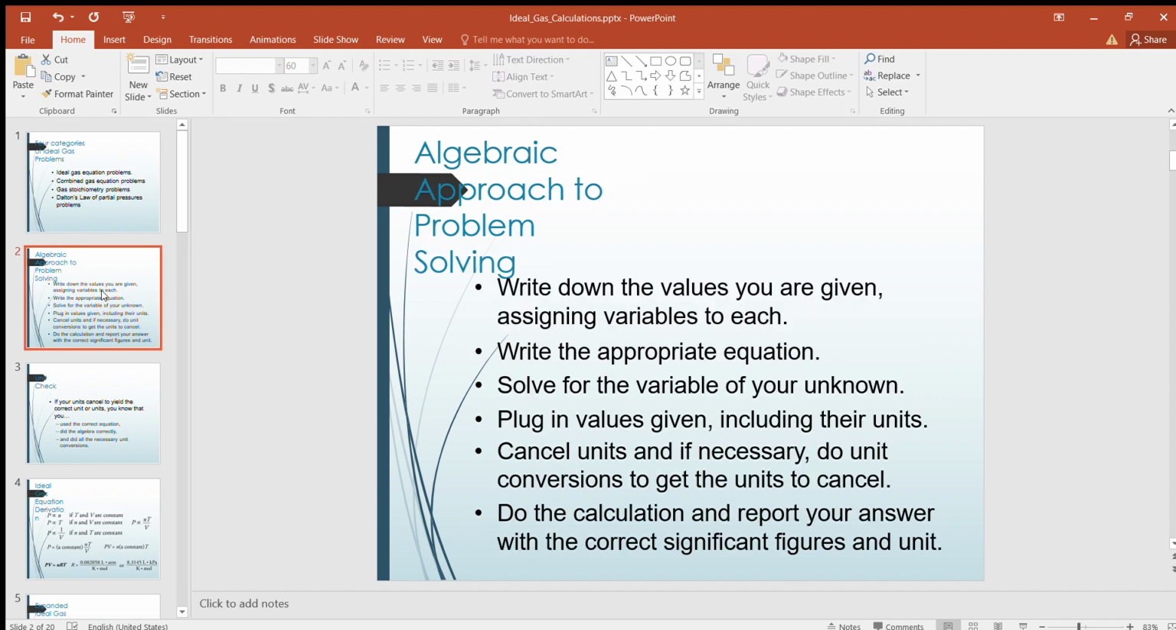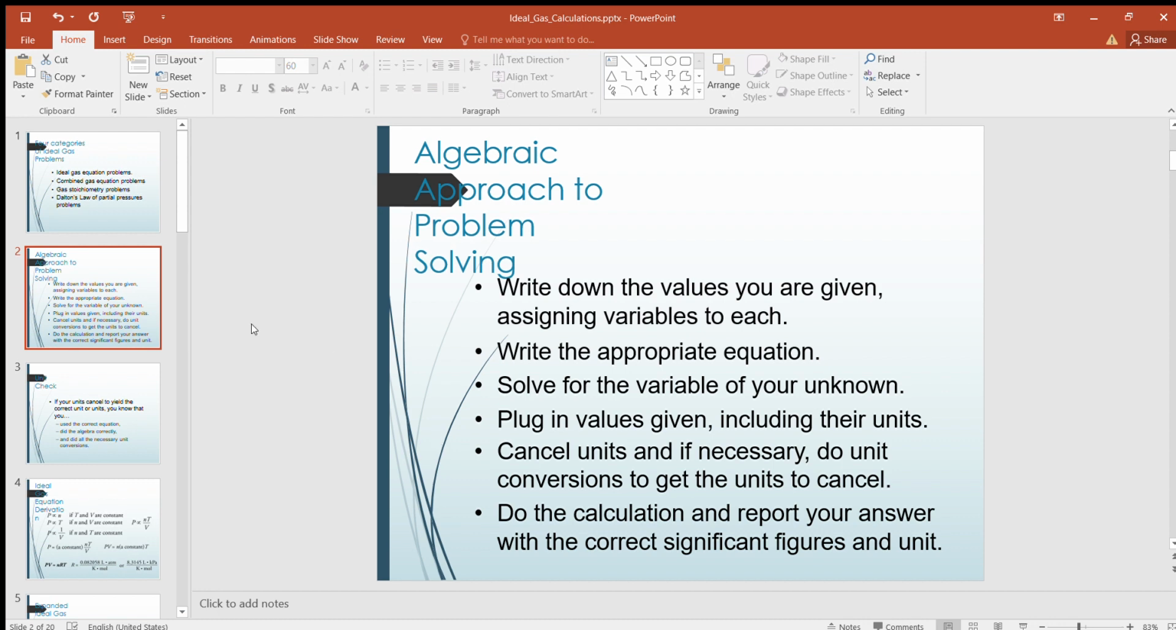Now the first one is the algebraic approach to solving such kinds of problems. First of all, we write down what is given in the problem, along with its values. Then we assign the various variables to each. Write the exact equation that we are going to apply, and solve for the unknown variable. Now we plug in the given values, including their units, cancel units, and if necessary do unit conversions to get the units to cancel. Then we do the calculations and report our answer with the correct significant figures and unit.